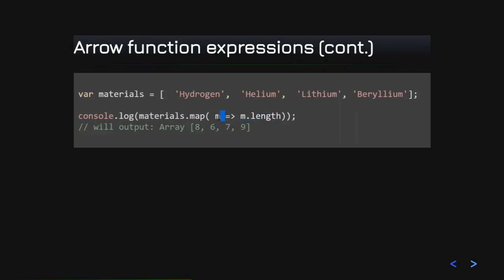m is a string because each element of materials is a string, and this one takes the element, denoted here by m, and returns the length of the string: the length of hydrogen is 8, the length of helium is 6, the length of lithium is 7, and the length of beryllium is 9. So instead of writing a callback function like function(m) { return m.length }, we just use this arrow notation. It's a much shorter syntax, and you will see more examples with the fat arrow notation, at least when we talk about promises later on, asynchronous programming, still today.